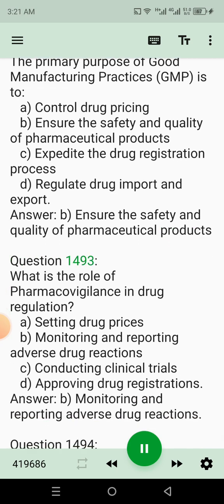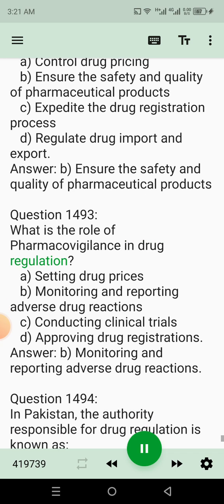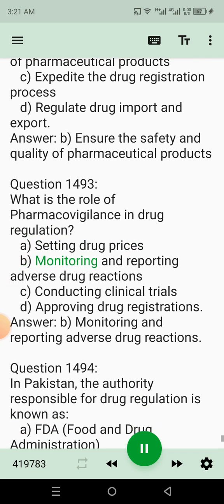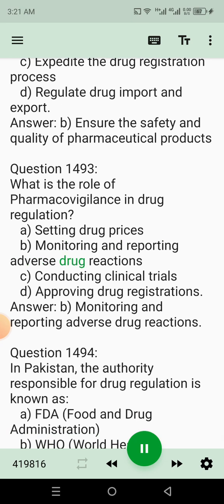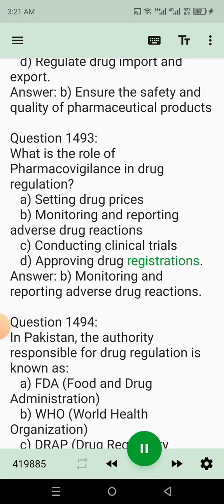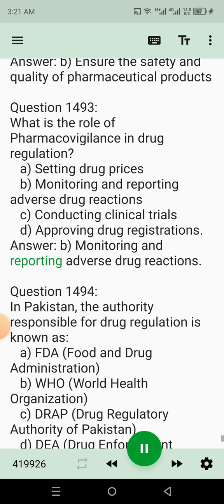Question 1493. What is the role of pharmacovigilance in drug regulation? A. Setting drug prices. B. Monitoring and reporting adverse drug reactions. C. Conducting clinical trials. D. Approving drug registrations. Answer: B. Monitoring and reporting adverse drug reactions.